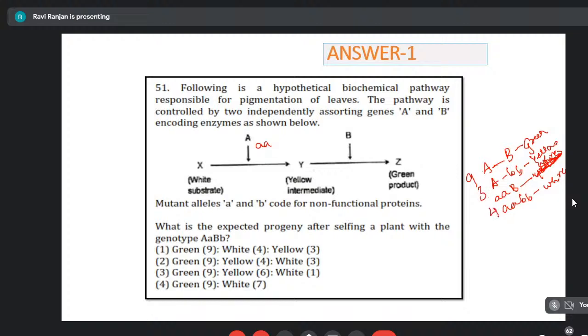so it will be 9:3:4. So 9 green is to 4 white is to 3 yellow, right? So which will be the right answer? The first one is the right answer.